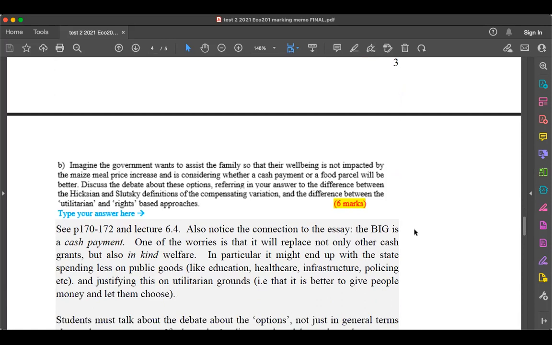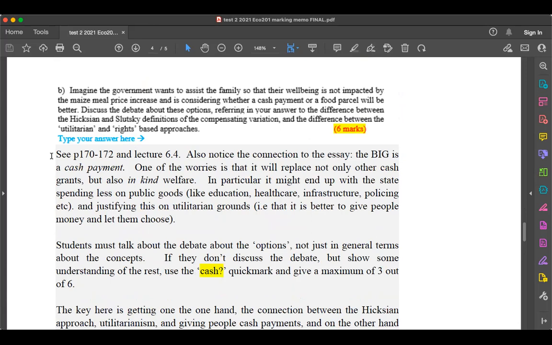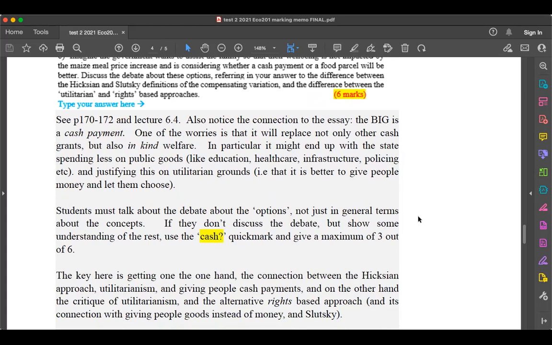Then for question B, pay attention to the page numbers so that you can make reference to what's being said. BIG, by the way, stands for basic income grant. Here you are discussing debates about certain options, and you are providing the Hicksian and Slutsky definitions of the compensating variation, which was spoken about earlier, using two different approaches, namely the utilitarian and the rights-based approach. For those who take politics, for example, they would know the utilitarianism framework by Jeremy Bentham, but it still applies more or less the same in economics. The only difference is that economics is quantifying your desire for a certain good, your pleasure, your satisfaction. Other than that, it's one and the same thing.